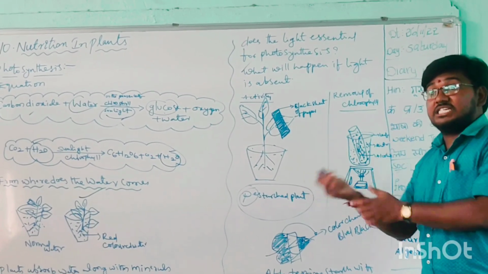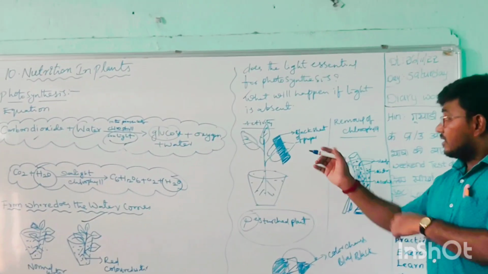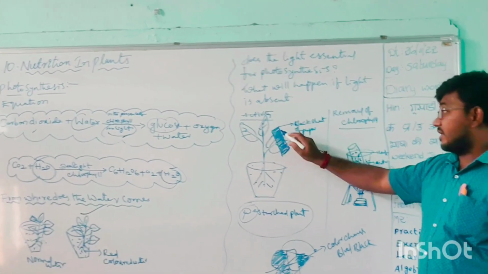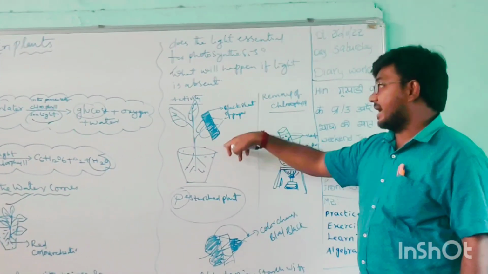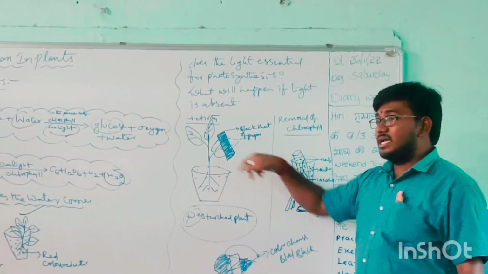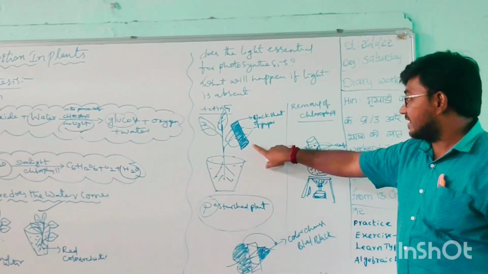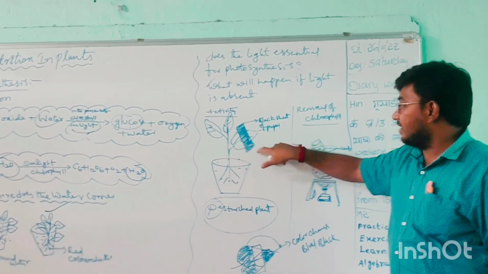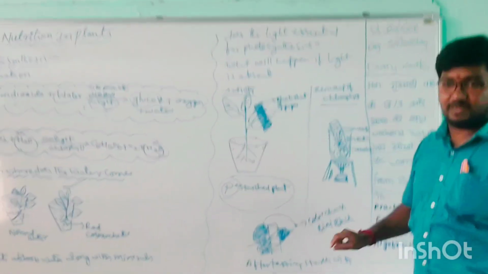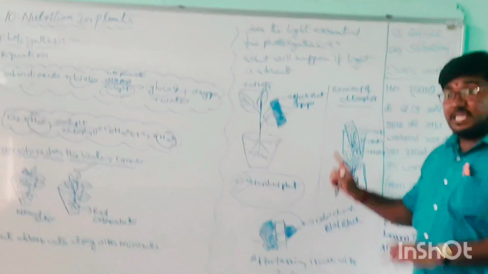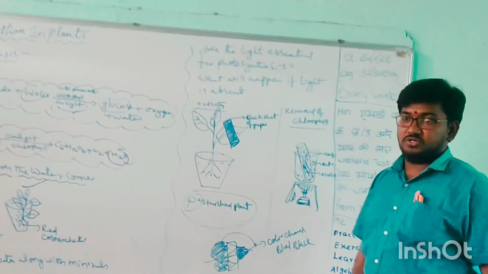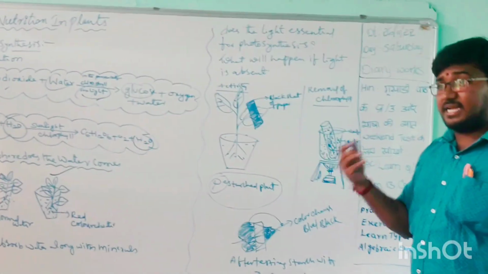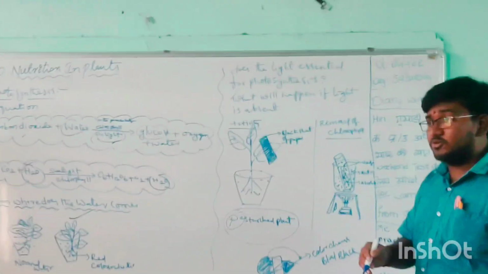Next, after destarching, 2 to 3 days later, what do we have to do? Set up like this. First, cut a rectangular black sheet of paper and cover the leaf at the center, like this. This side open, and only one portion, the middle portion, we have to cover. Okay. Then keep it for 2 to 3 hours.